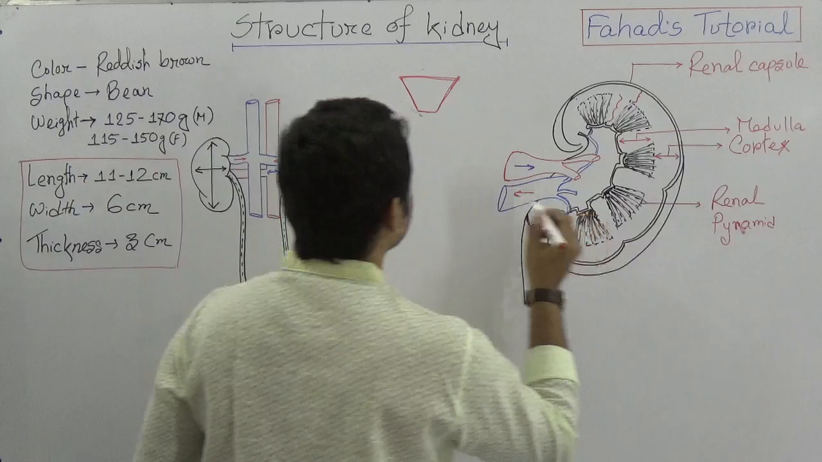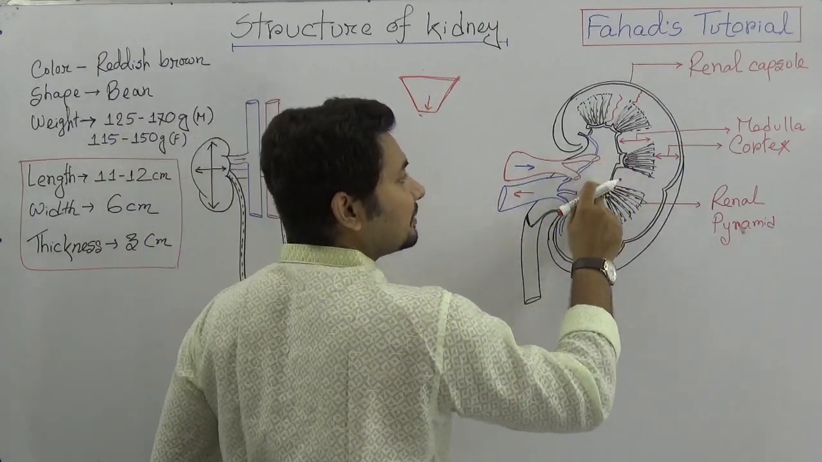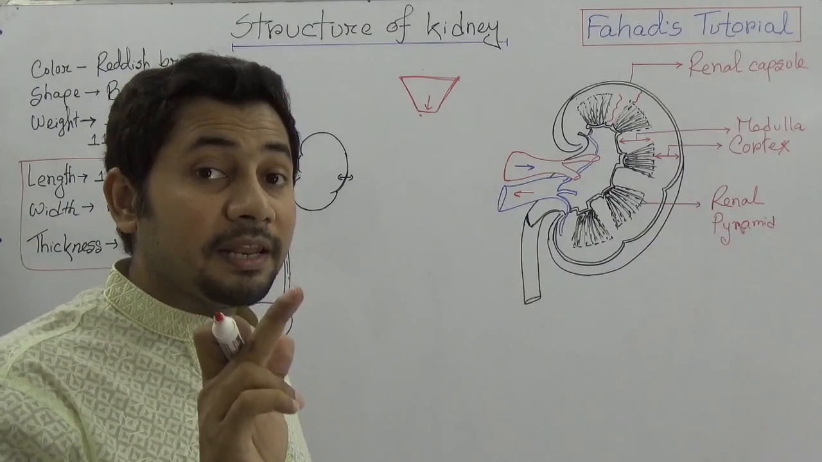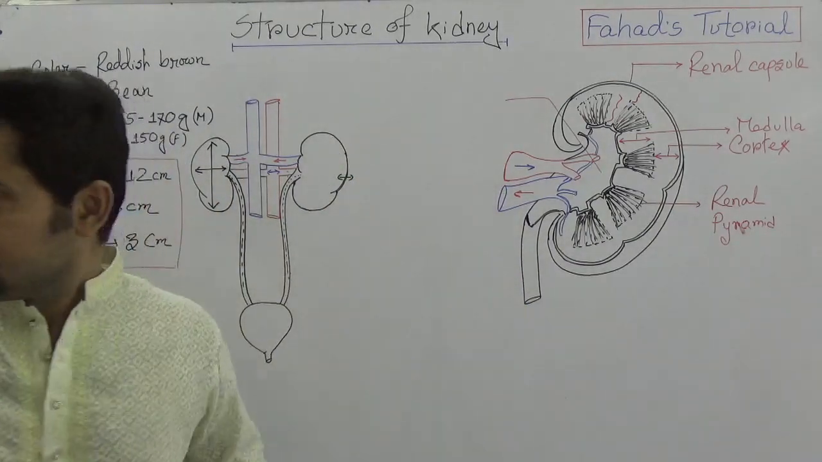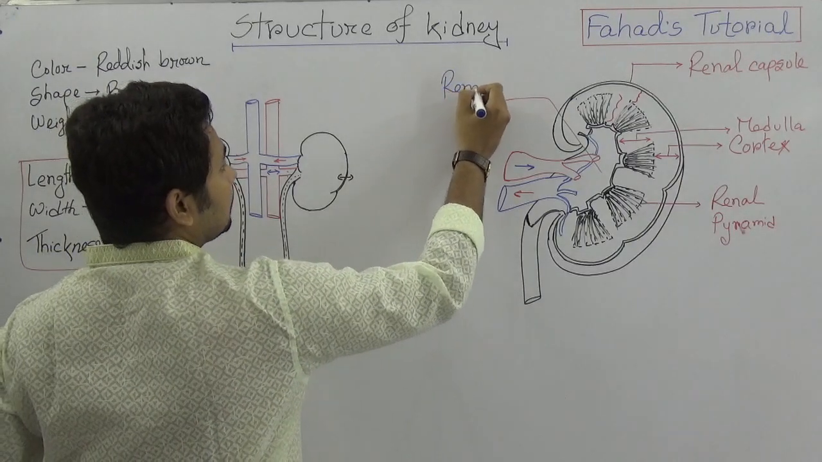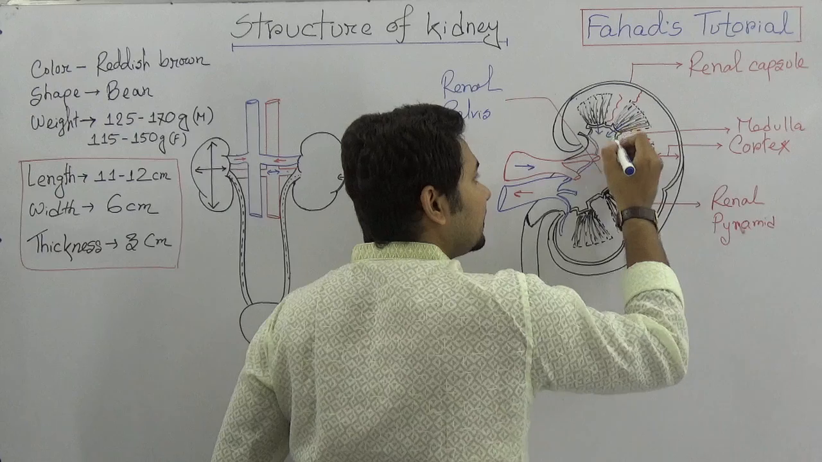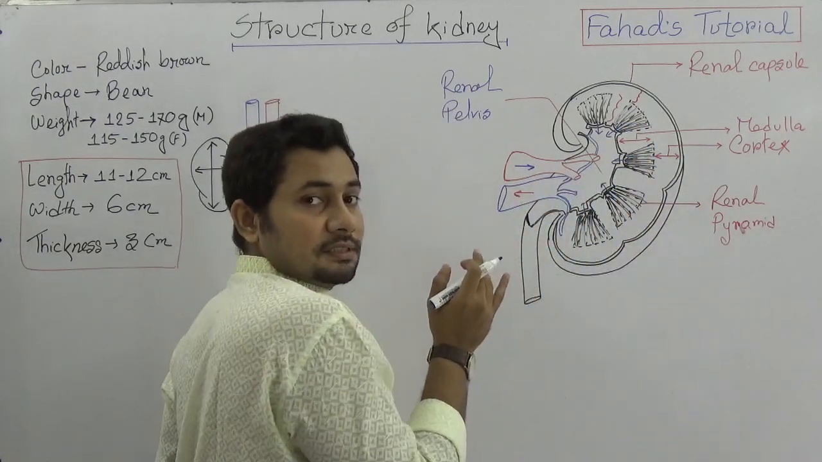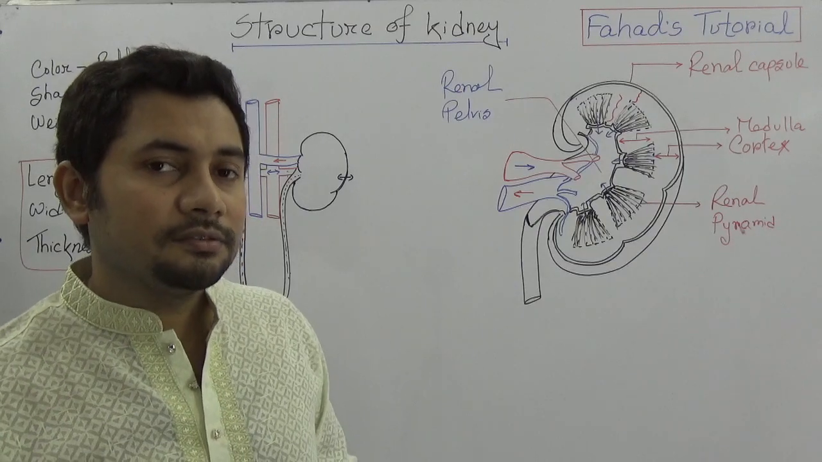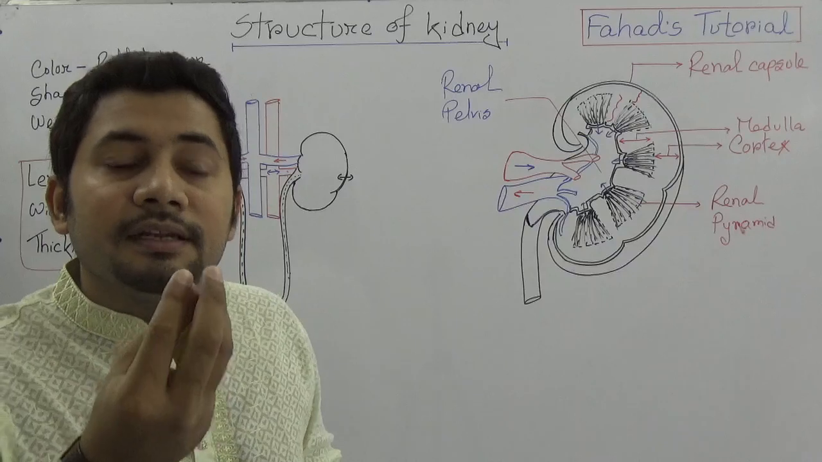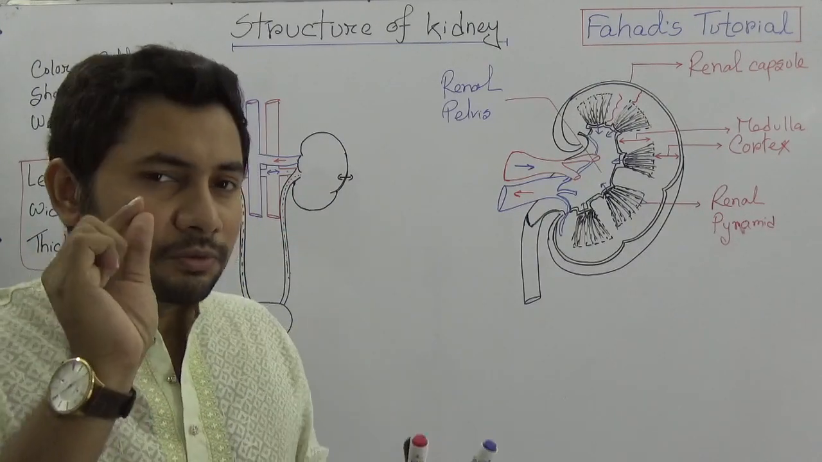This is the apex of the renal pyramid, which projects into this hollow space, and this hollow space is known as the renal pelvis. Each and every renal pyramid's apex is projected towards the renal pelvis, because what is the function of the kidney? The kidney filters blood, and it filters nitrogenous substances like uric acid, urea and creatinine, and they should be eliminated from our body through a proper channel.